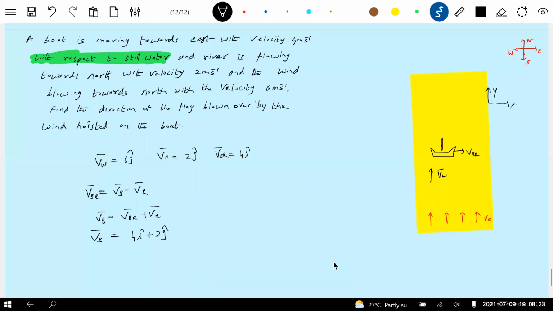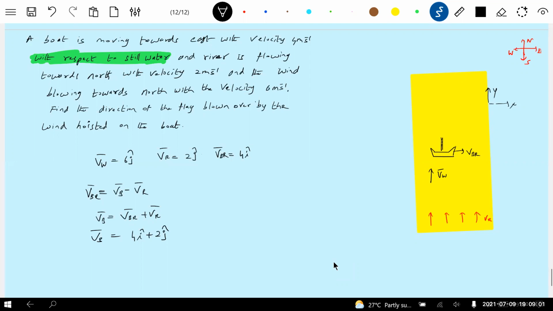So what was the question that is asked? Find the direction of the flag blown over by the wind on the boat. What shall I do now? I got the velocity of boat. In what direction will the flag flutter? I don't want the answer, I just want a general idea here. In the direction of wind, or in the direction of velocity of boat?